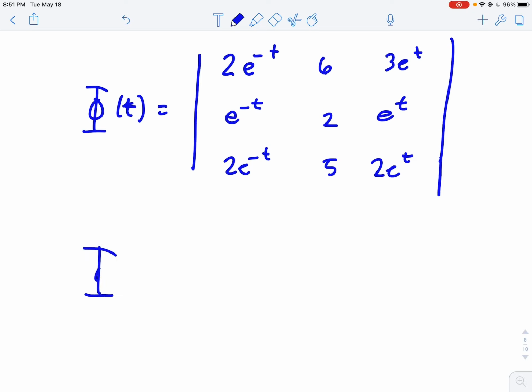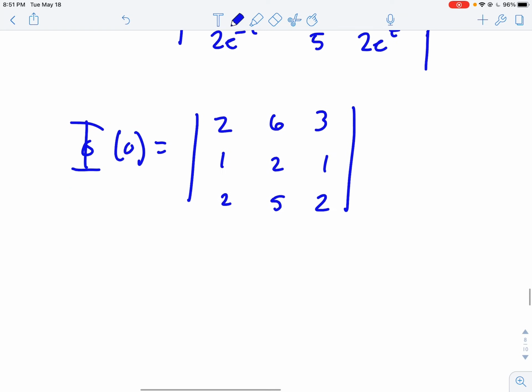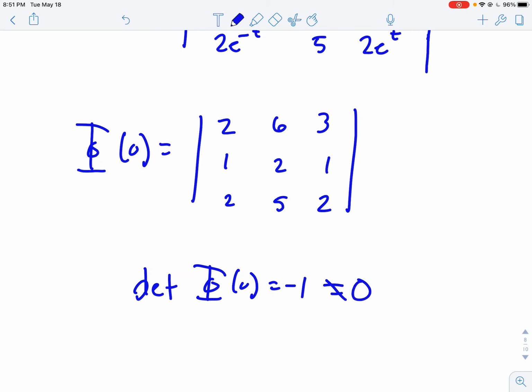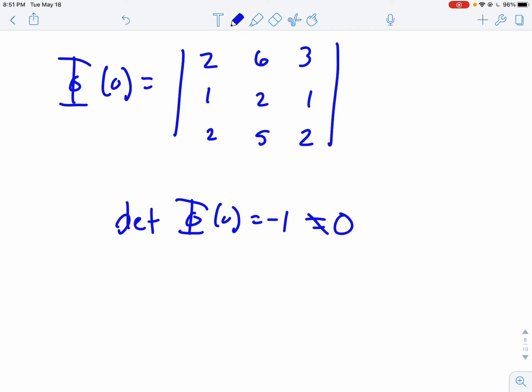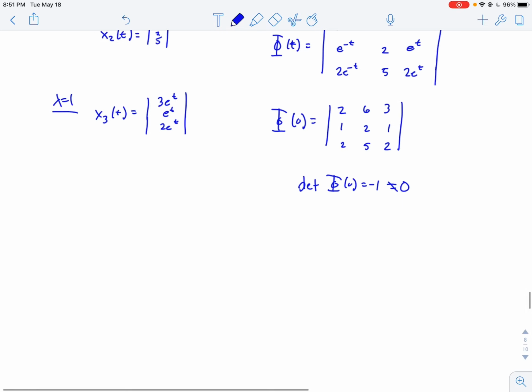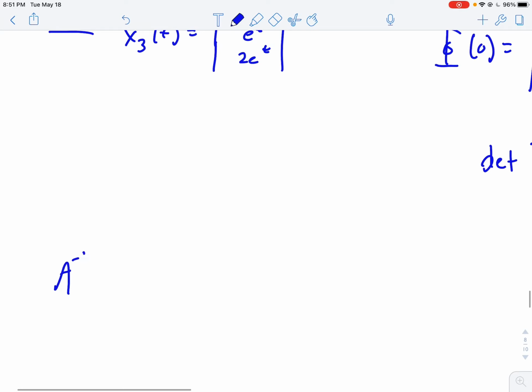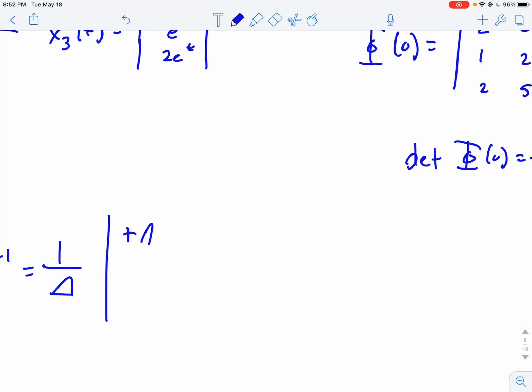We now want to evaluate this at 0, which is 2, 6, 3, 1, 2, 1, 2, 5, 2. It's also important to note that the determinant of this is negative 1, and it's not equal to 0. We now are going to find our inverse matrix, which is given by A to the minus 1 equals 1 over this triangle, with all our entries like this.